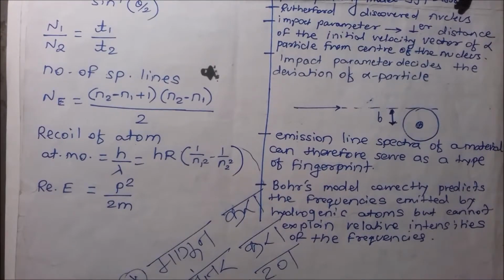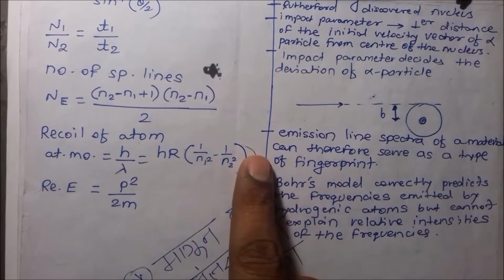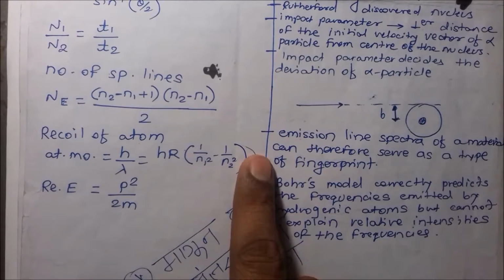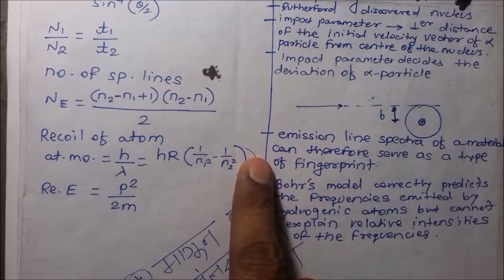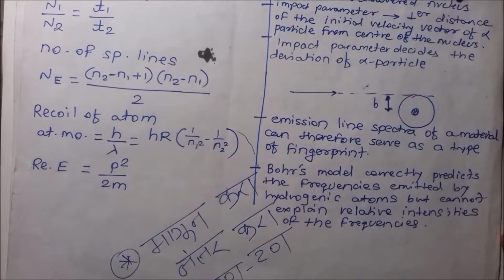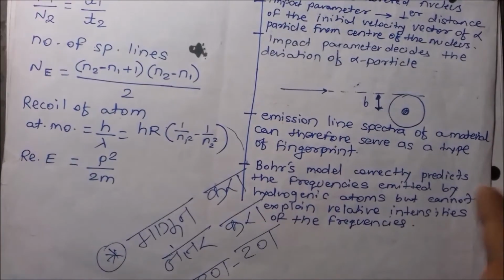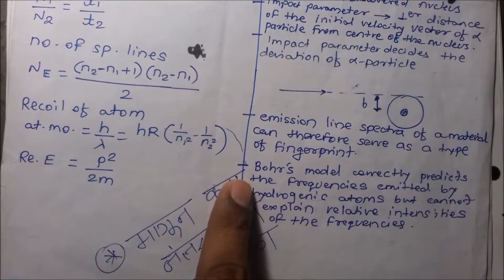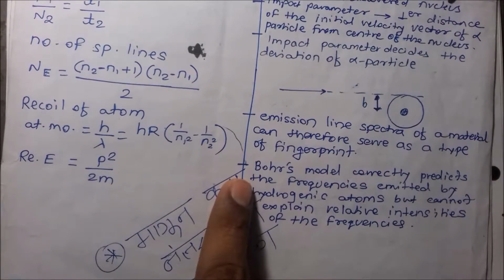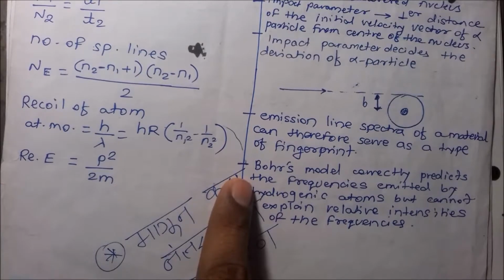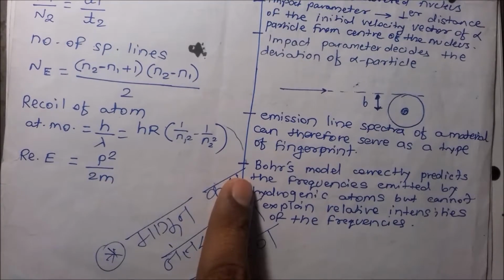Two more points about atomic emission. Emission line spectra of a material can act as fingerprint of that material. And Bohr's model correctly predicts the frequencies emitted by hydrogenic atoms, but cannot explain relative intensities of the frequencies.